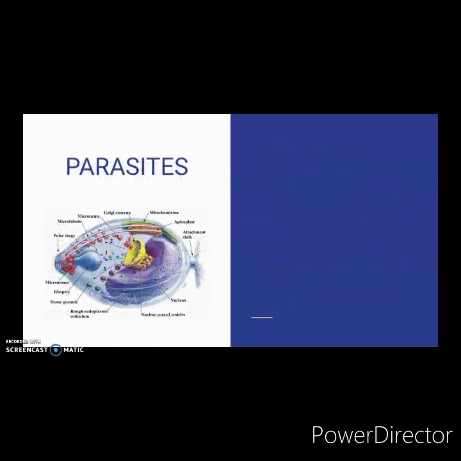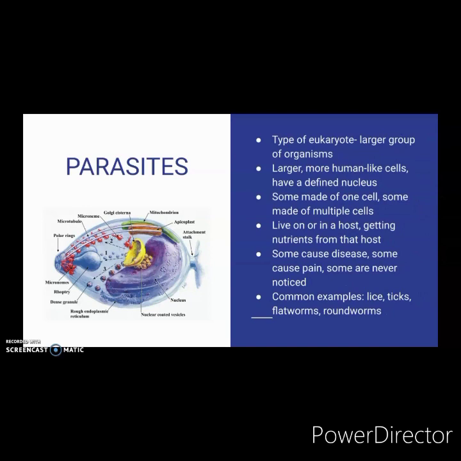Then we have the parasites. A parasite is a type of eukaryote, a larger group of organisms. This is the first cell that we see that starts to resemble a human-like cell. They're larger and have a defined nucleus. Some parasites are made up of one cell, but some are made of multiple cells, so the size of parasites can vary drastically. Parasites live on or in a host and get nutrients from it. That's the defining characteristic of parasites.